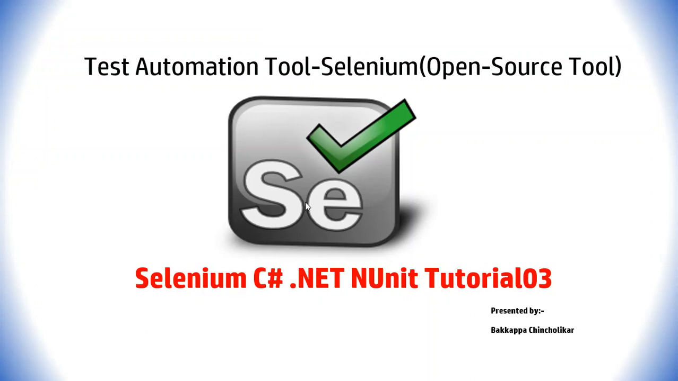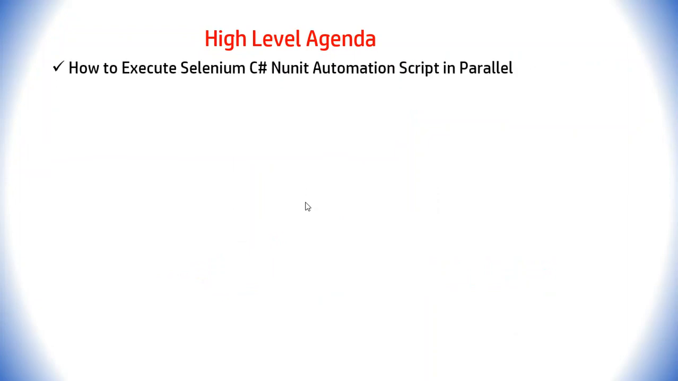In this Selenium C Sharp NUnit tutorial, the high-level agenda for today is how to execute Selenium C Sharp NUnit automation scripts in parallel. Then we'll discuss what the Order attribute is, and then the Ignore attribute. Basically, the first point, how to execute Selenium C Sharp NUnit automation scripts in parallel, is with respect to parallel testing.